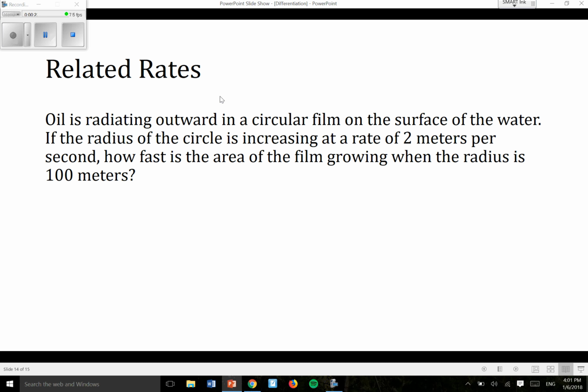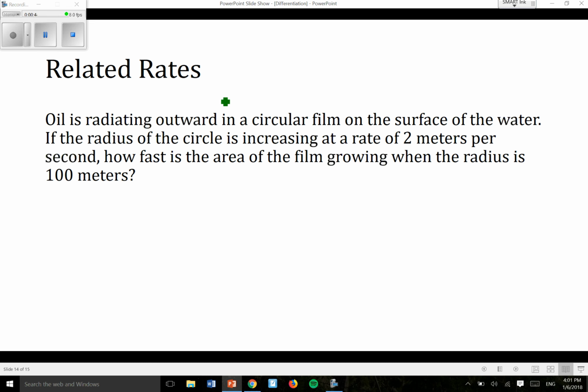So we'll look at oil radiating outward in a circular film on the surface of the water. And we know that the radius of the circle is increasing at a rate of 2 meters per second. And we're trying to figure out how fast the area of the film is growing when the radius is 100 meters. So let's break all that down.